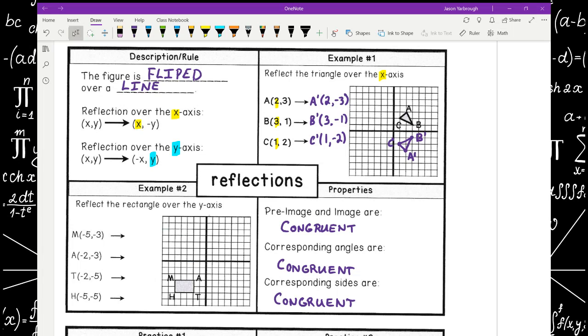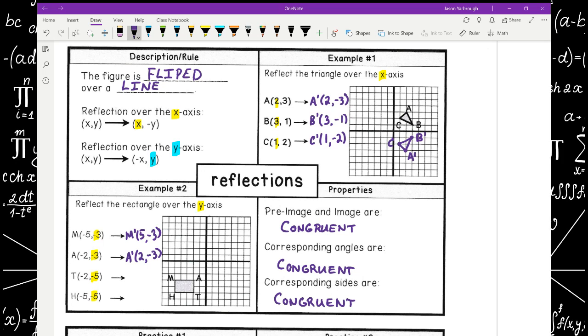All right, now we're going to do the same thing for example 2, but this time we're going to reflect over the y-axis. So in this case, all the y values will stay the same, but the x's will become the opposite. So M goes to M prime, so that negative 5 becomes a positive 5. Negative 3 stays negative 3. For A, we get A prime, the negative 2 becomes a positive 2, and the negative 3 stays negative 3.